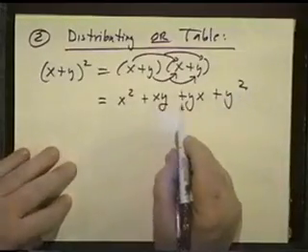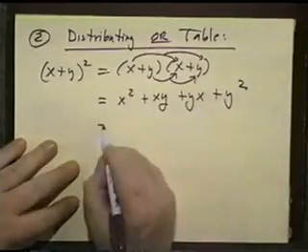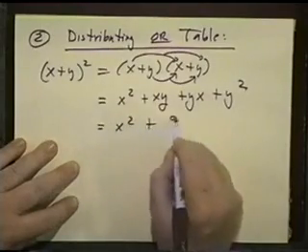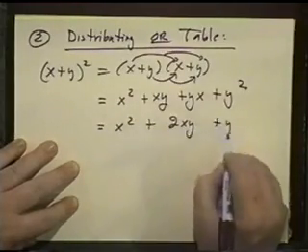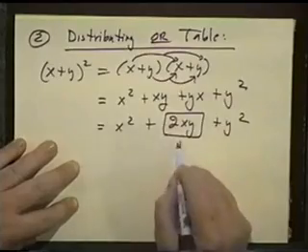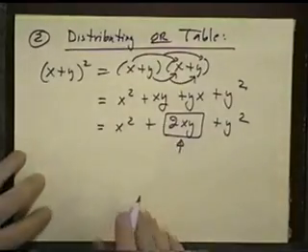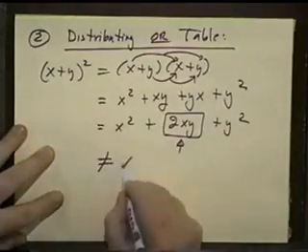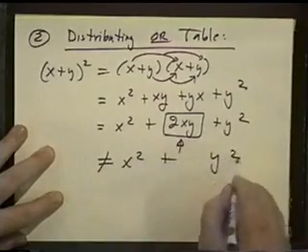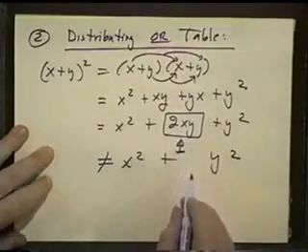And since x times y is y times x in the real numbers, we can write this as x squared plus 2xy plus y squared. In other words, there's stuff in the middle. This is definitely not equal to x squared plus y squared, because there's something there in the middle that you forgot.